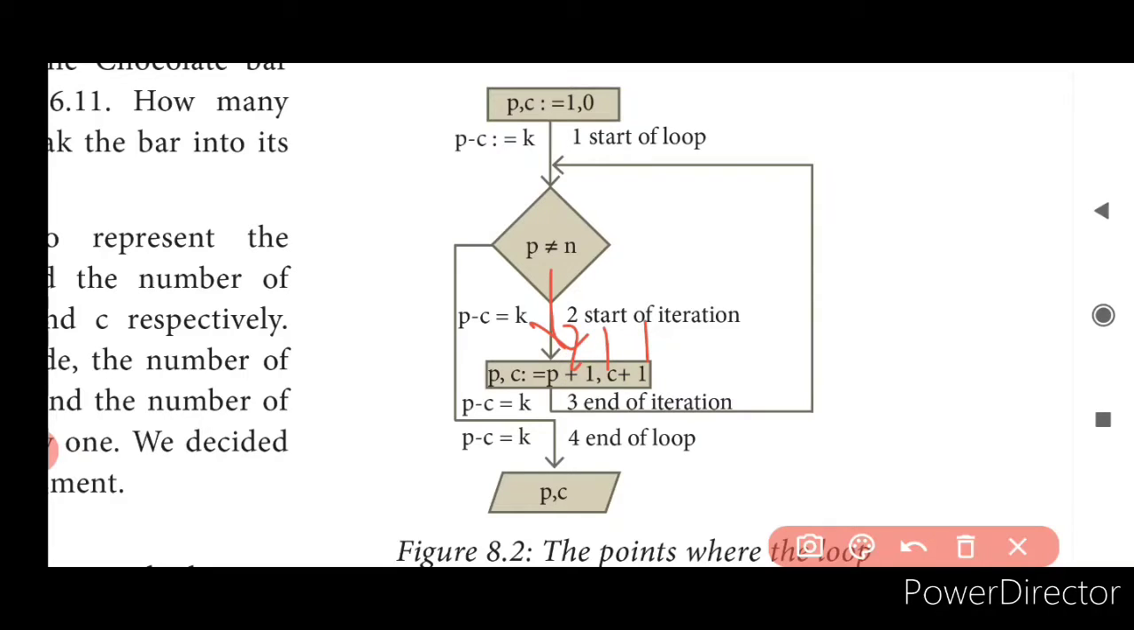So again the iteration will be continuing. 2 comma 1. P is not equal to N now. So it will be continued again and again. Till what will it be continued? Till the pieces are equal to N. Because say for example the bar has 8 pieces, N will be equal to 8. Pieces start from 1 now. Till the bar P is equal to 8 and N is also equal to 8, the process will be continued. Is that clear?